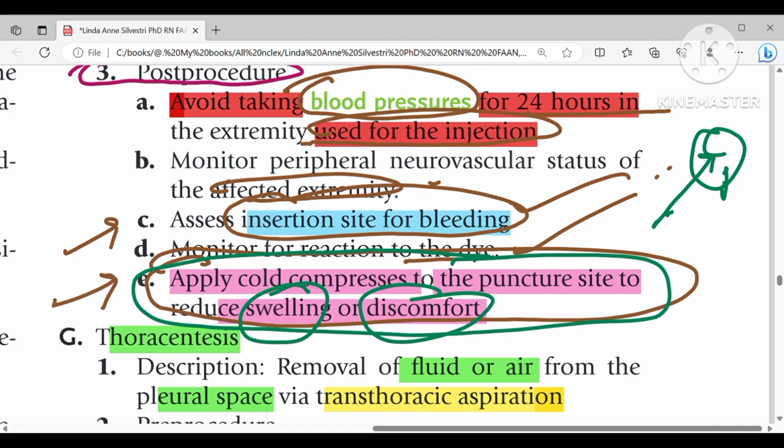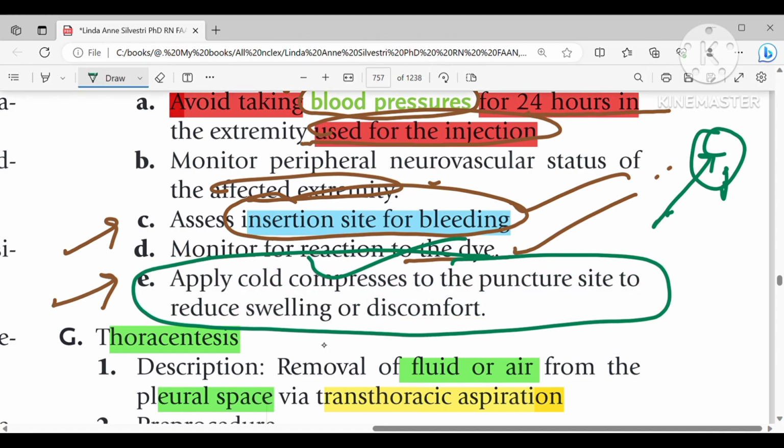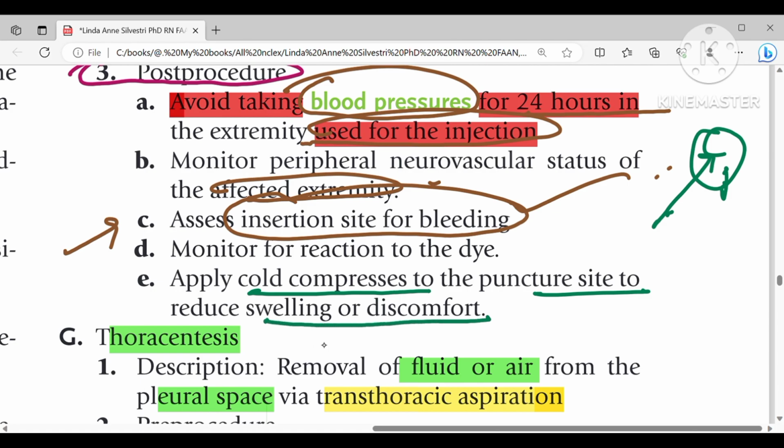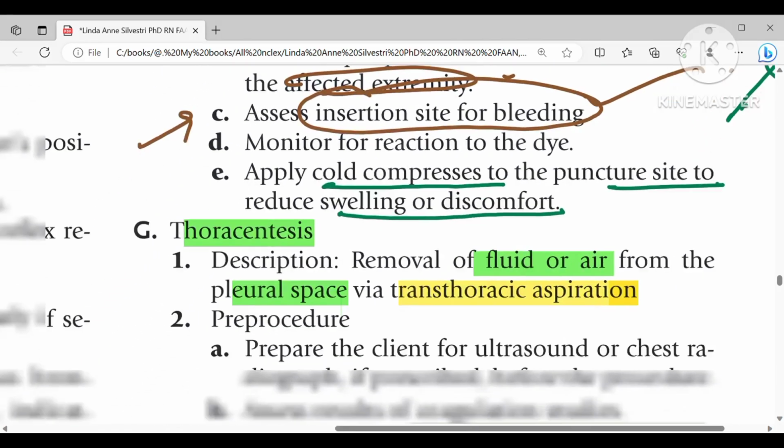Or infiltration and all. So we need to give some cold compress to the patient so he can put that on the puncture site, so your swelling or discomfort can be reduced. So this is also our responsibility. Okay, so we should put the cold compress to the puncture site to reduce the swelling or discomfort.